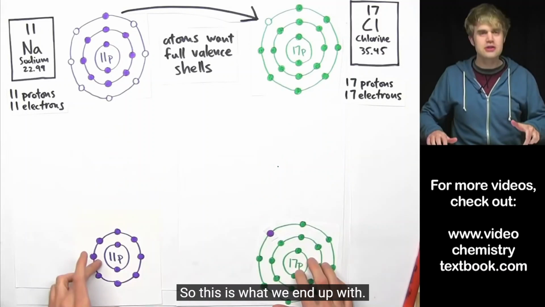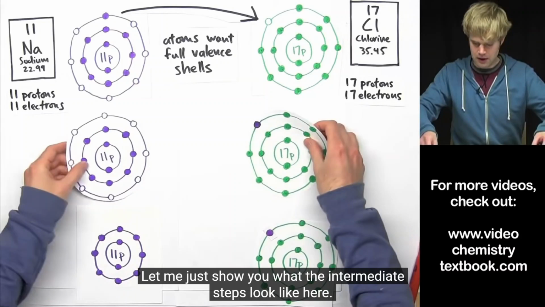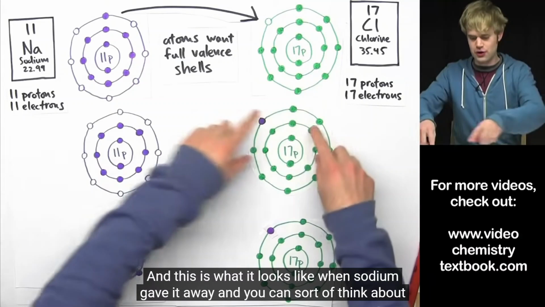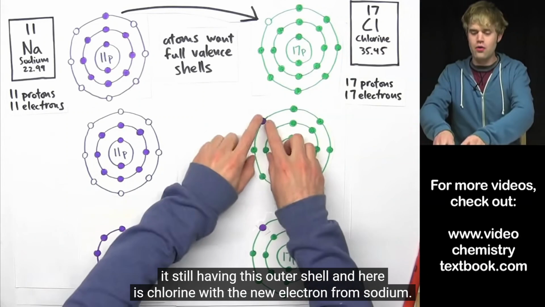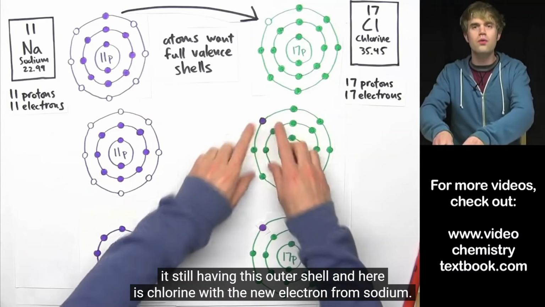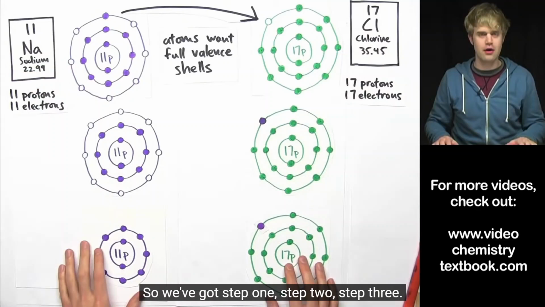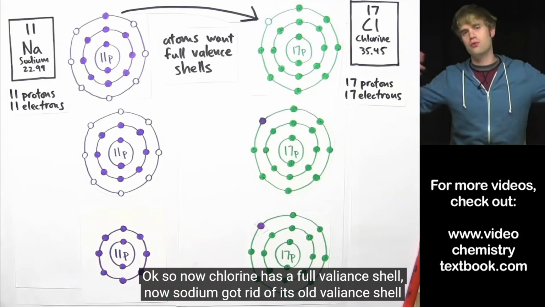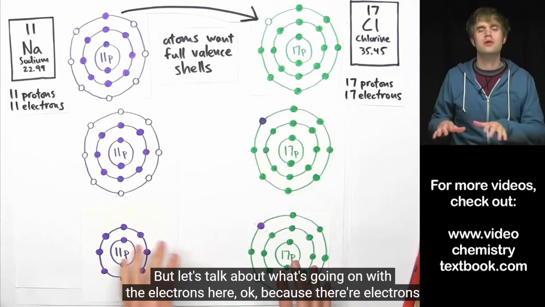So this is what we end up with. Let me just show you what the intermediate steps look like here. And this is what it looks like when sodium gave it away. We can sort of think about it still having this outer shell. And here's chlorine with the new electron from sodium. So we've got step 1, step 2, step 3. Now chlorine has a full valence shell. Sodium got rid of its old valence shell. Its new valence shell is totally full. They're happy. But let's talk about what's going on with the electrons here, okay?